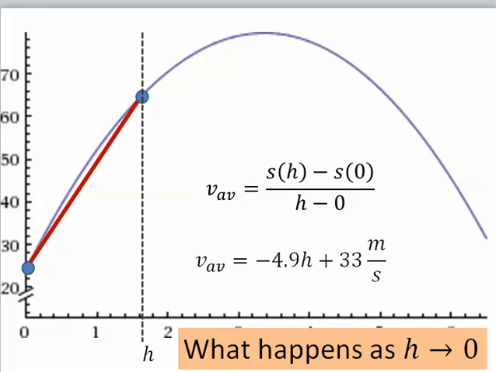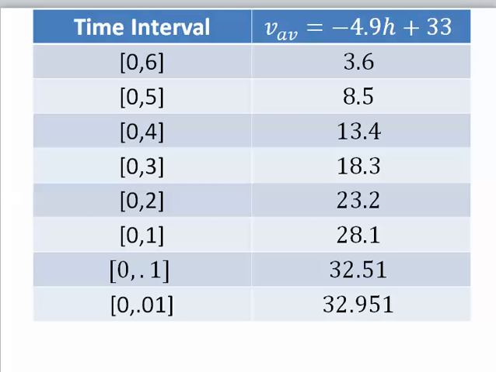What happens as h goes to 0? This is going to be important in the next section, so if you don't want to listen now, maybe you want to come back to this video later. What happens as h goes to 0? I took that formula, negative 4.9h plus 33. Remember, that's the average velocity from 0 to h. And I put in different values of h: 6, 5, 4, 3, 2, 1, 0.1, and 0.01.